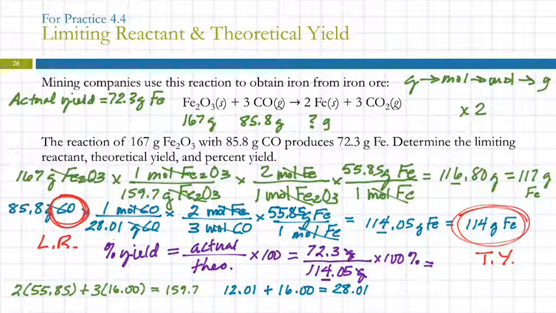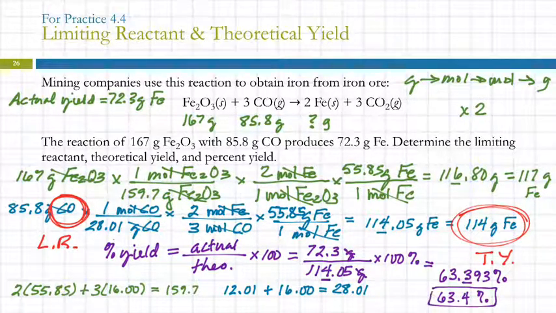So I've got 72.3 divided by 114.05. Before I multiply by 100, that's 0.6339. I need to multiply by 100, and my answer should have 3 significant figures, so I'm going to write down 5 of them. So 63.393% is the unit, and then I'm going to round it and call that 63.4%. And there is my percent yield.